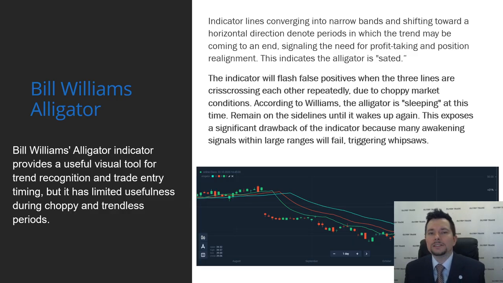That means that the volatility is very high and it's very hard to judge where the spike will lead to. So you want to buy low and sell high in times like that, but it's hard to open long-lasting positions to get that really sizable income from your positions. So according to Bill Williams, this is the time that the alligator is sleeping and you should remain on the sidelines until it wakes up again.